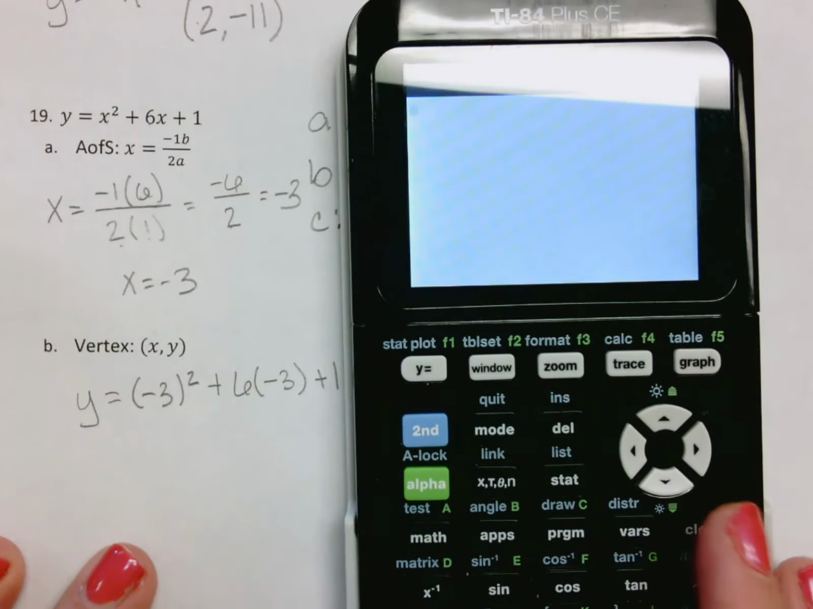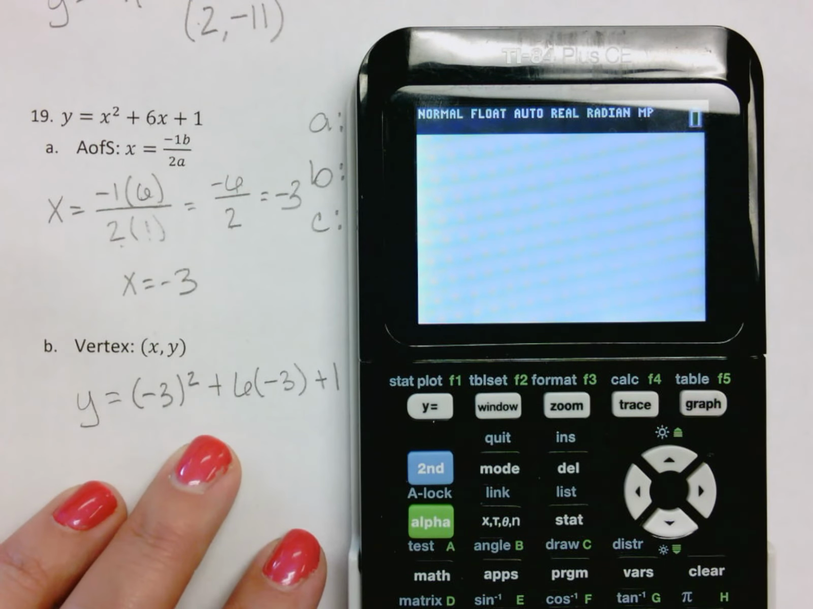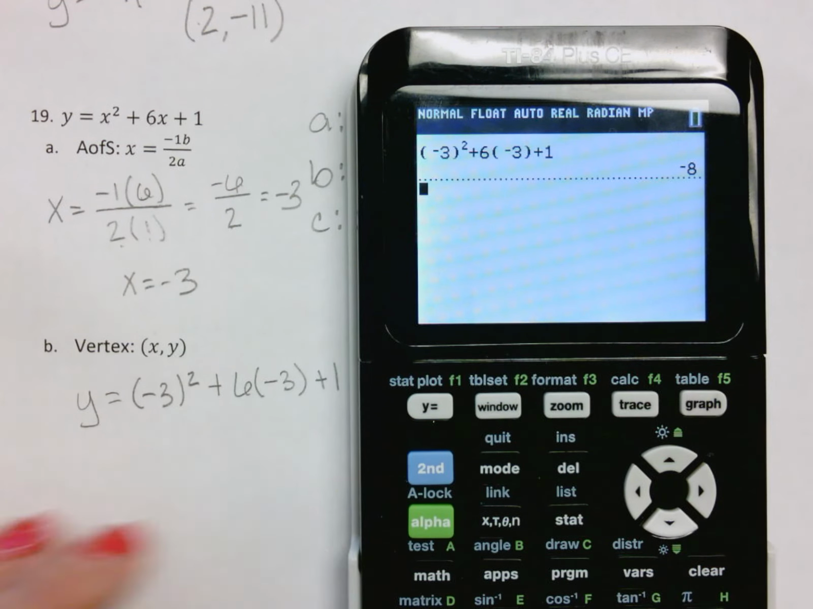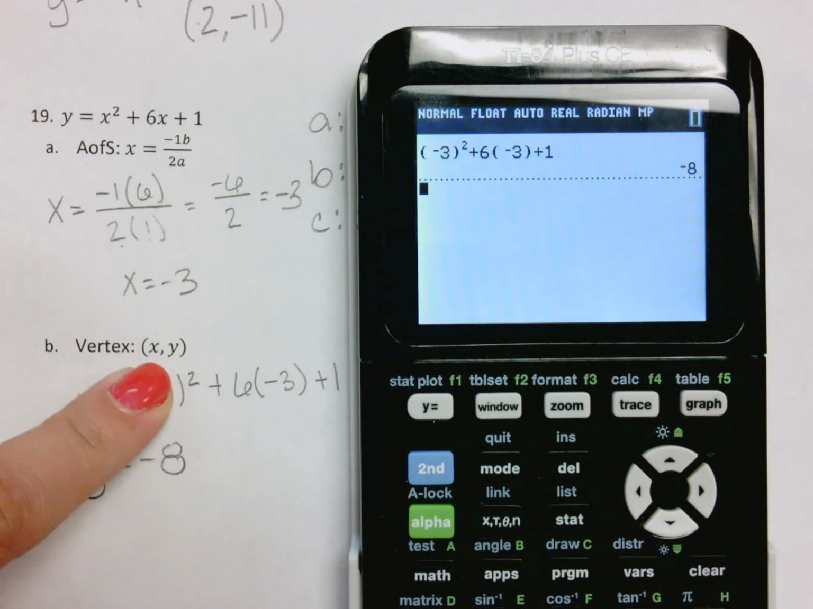So here's why it's really important that you put those parentheses in. I'm going to do it first the correct way, which is the way that I have it written on my paper. Parentheses negative 3 squared plus 6 times negative 3 plus 1. And I find that my y is negative 8. So my vertex in XY format is negative 3, negative 8.